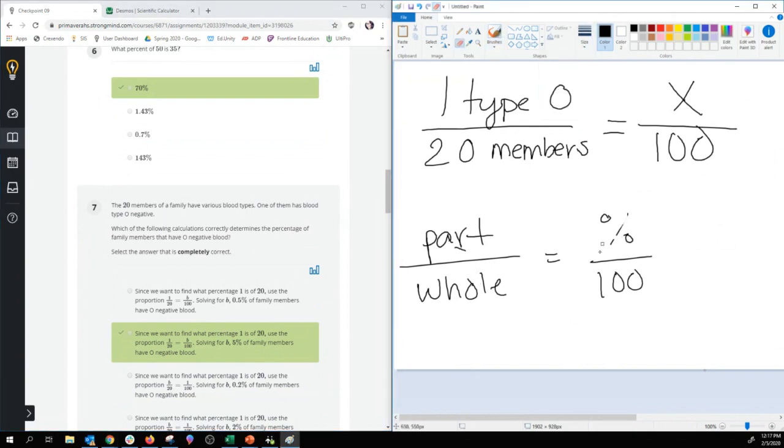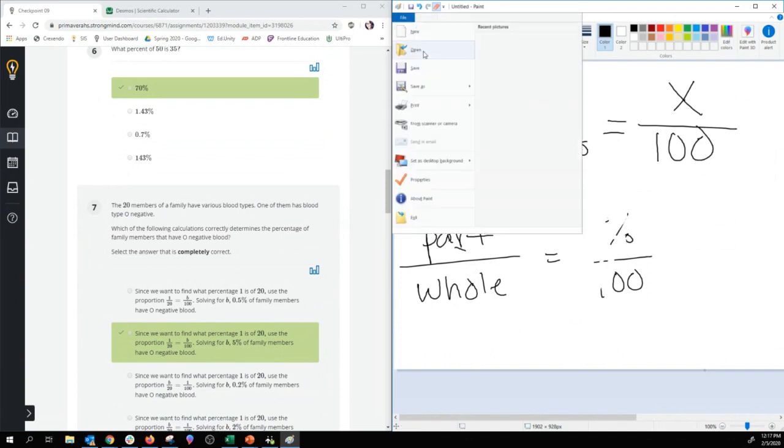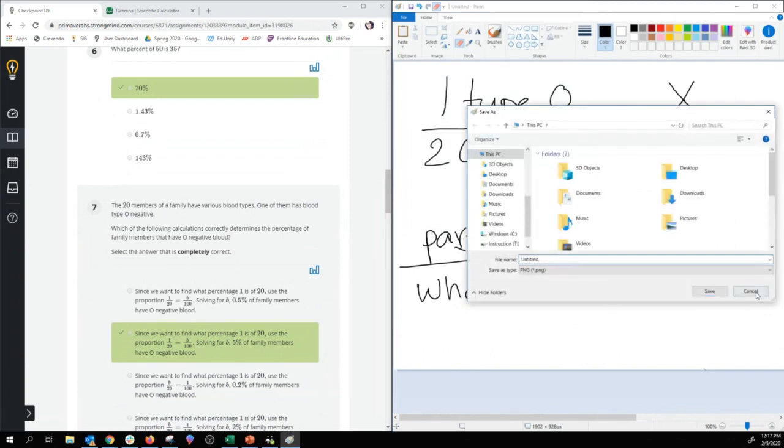I wish I didn't write this because now I have to erase this in a very awkward way. I'm going to rewrite it real quick. Whoops.